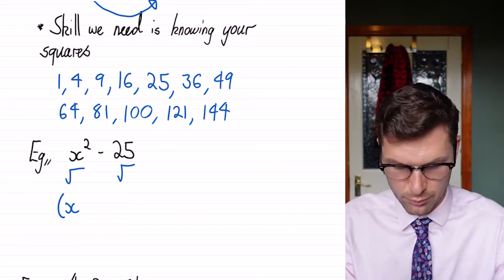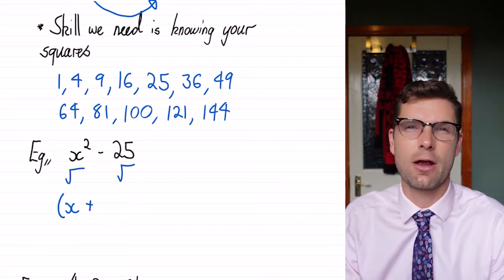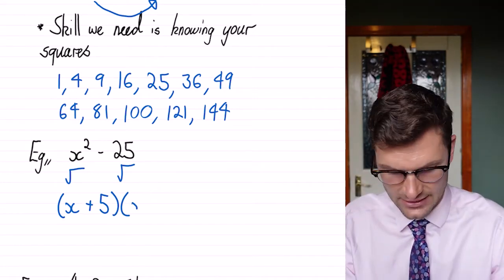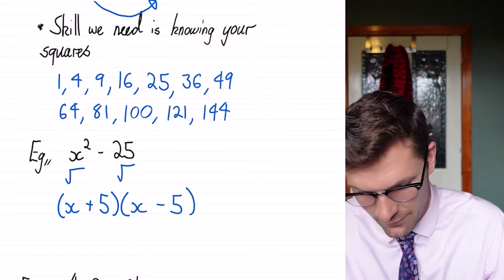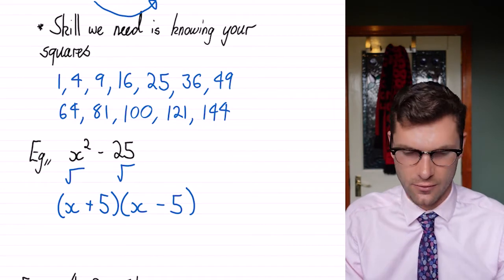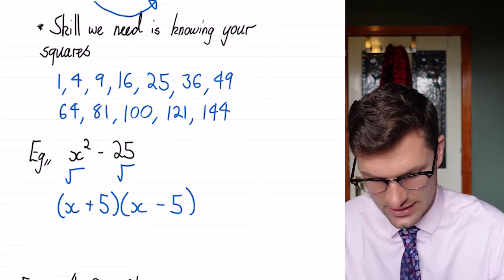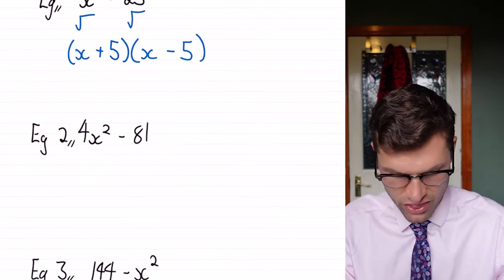And we're going to have that in the bracket plus the square root of that second number, which is 5. Then we're going to have the exact same thing, x, but instead of plus 5, we have to minus the 5. So this is turning this difference of two squares into two brackets.